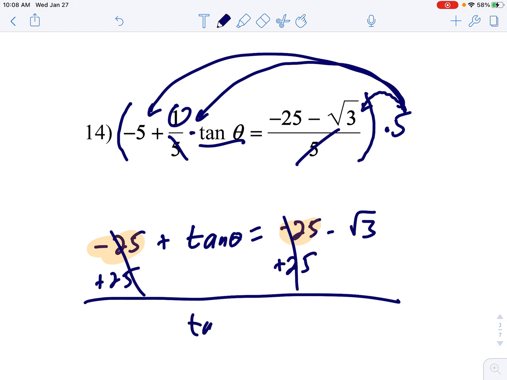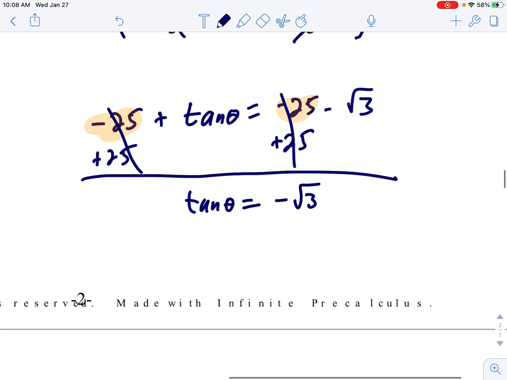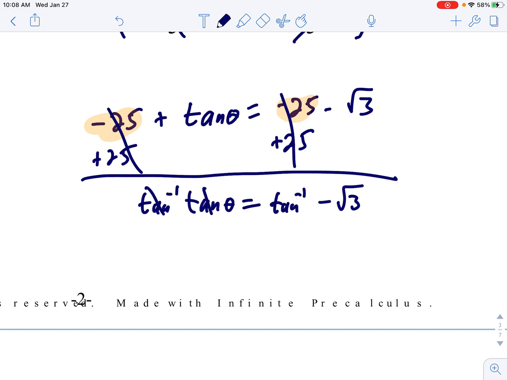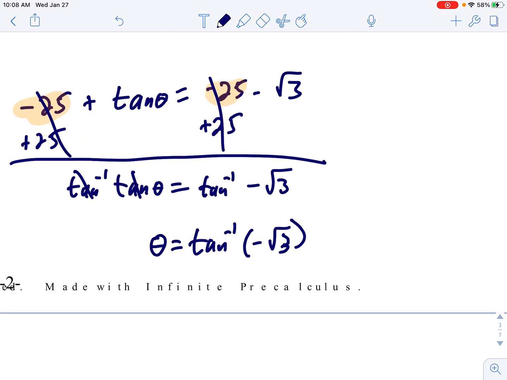I get tan theta equals negative square root of 3. And at this point, to isolate theta, I'll need to do the inverse tangent of both sides. Cancel that out. So I want the inverse tangent of negative square root of 3. Now this can be tricky. This can be a hard thing to think about.